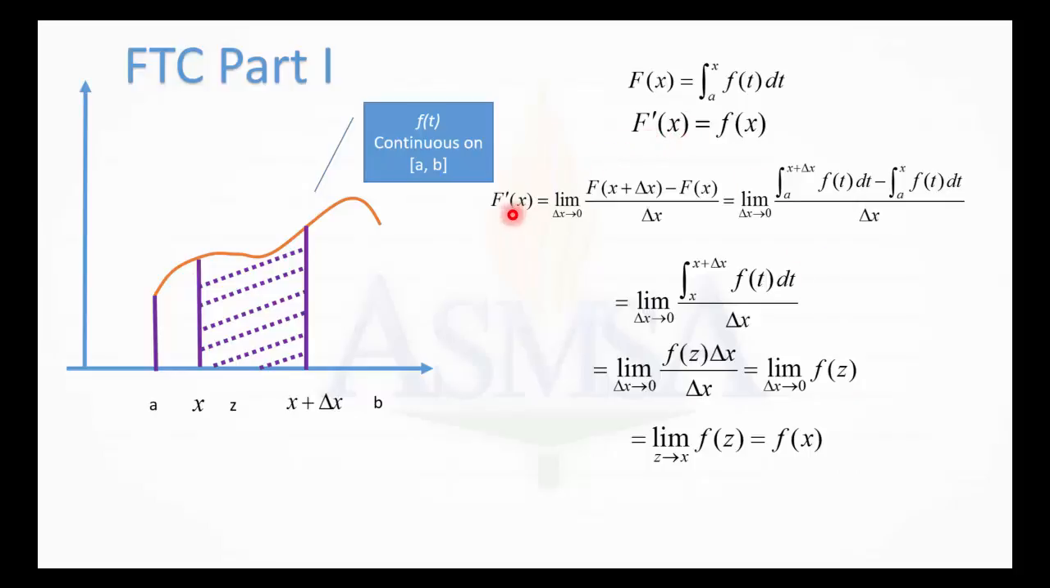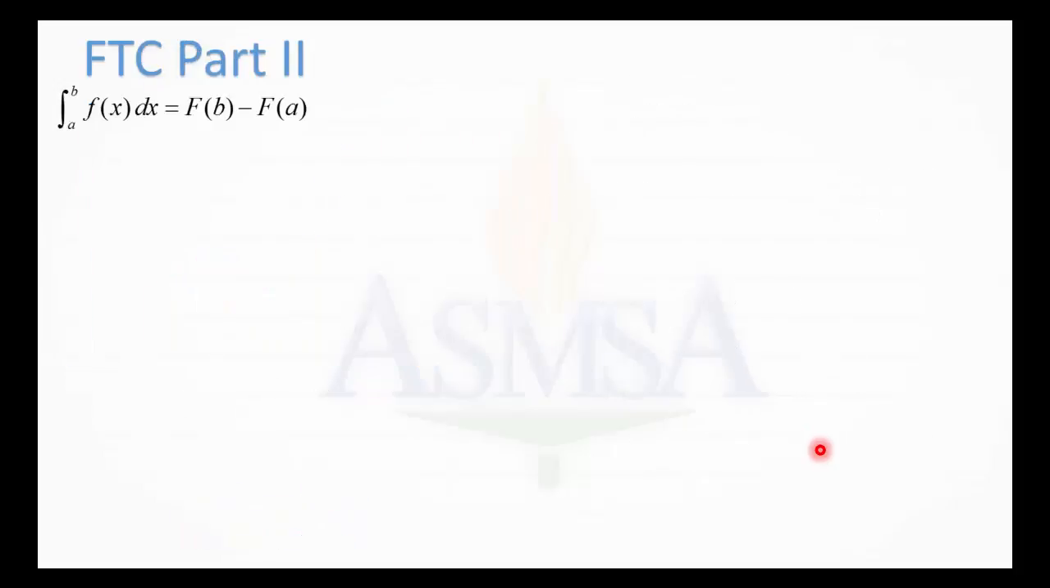So what we found is that big F prime of x is equal to little f of x. Now let's look at the second part. The second part says that if you have an integral like this, and f of x is continuous on a closed interval ab, that integral can be evaluated this way, where big F is an antiderivative of little f. So in other words, you can just plug in the top bound and subtract off plugging in the bottom bound.